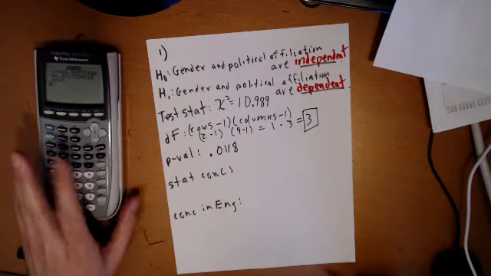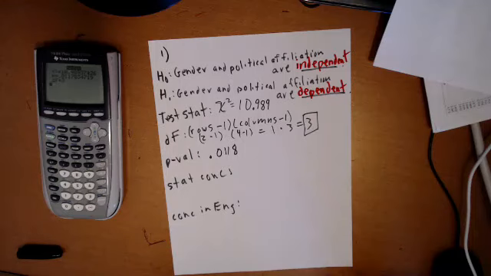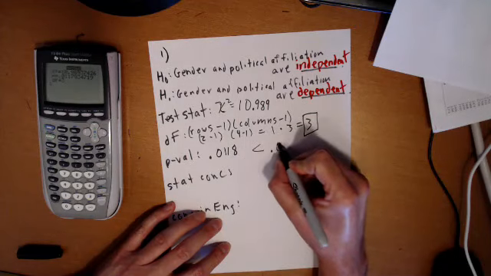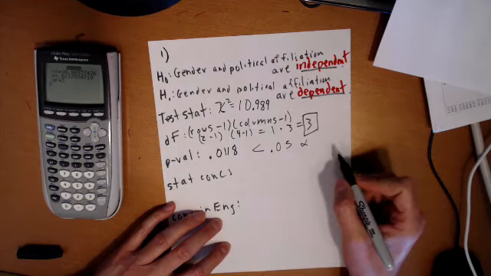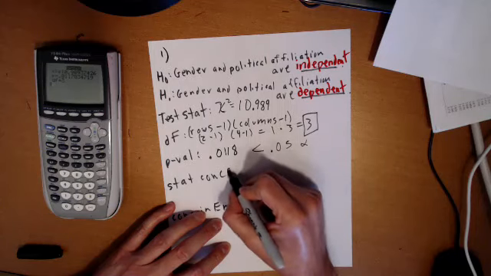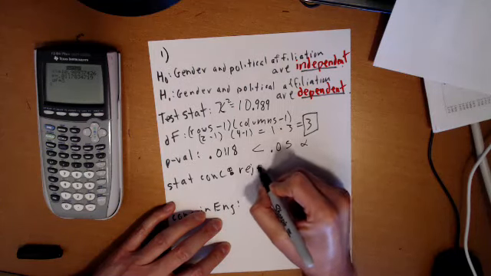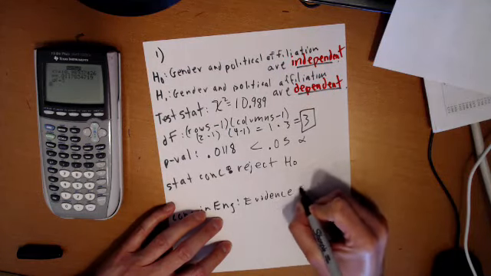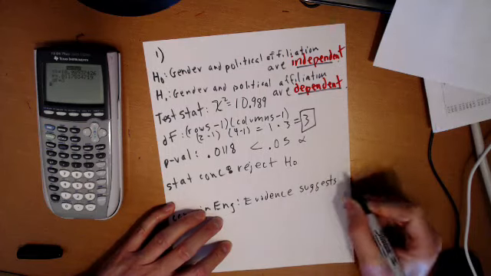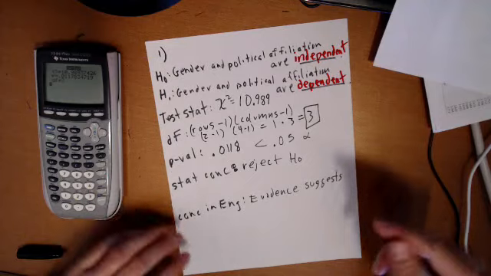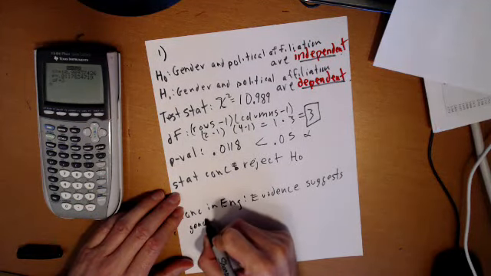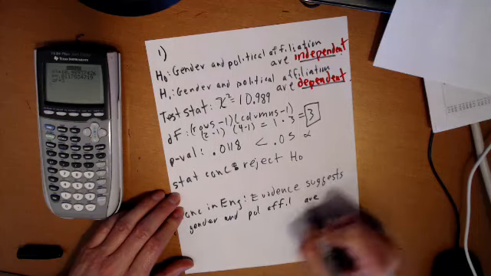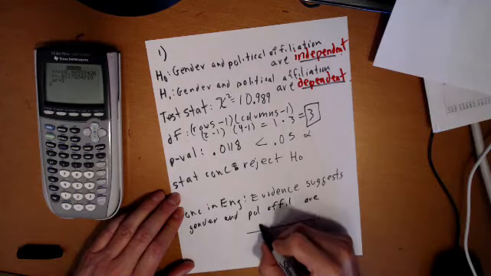So now we're back on familiar ground. It's the same game we keep playing. How does your p-val compare to your alpha? Alpha is 0.05, and 0.0118 is less than 0.05, which is my alpha. So that means I would reject H0. And if you say reject H0, then you need to say evidence suggests, and it's all about the alternative. So evidence suggests gender and political affiliation are what? Dependent.